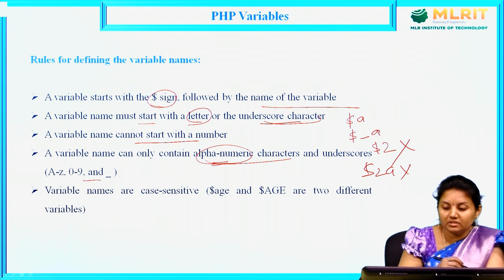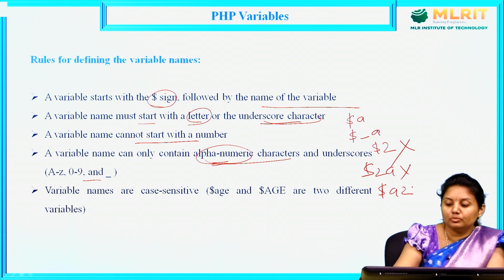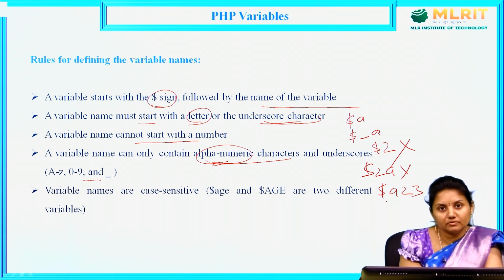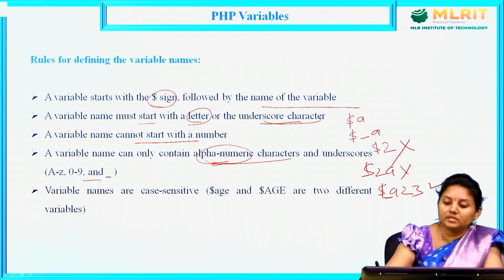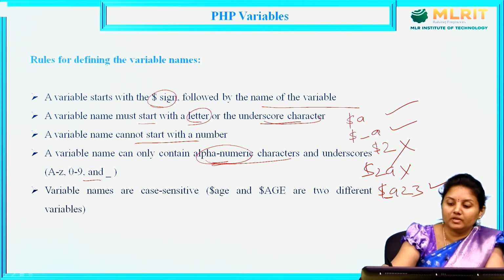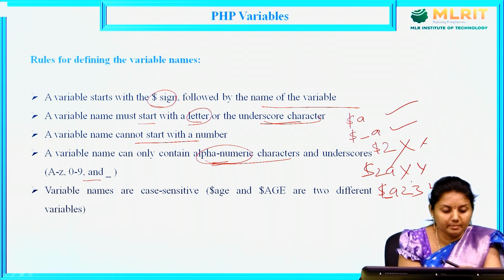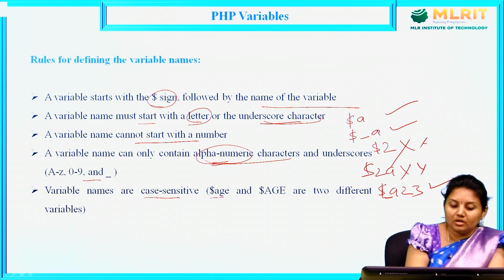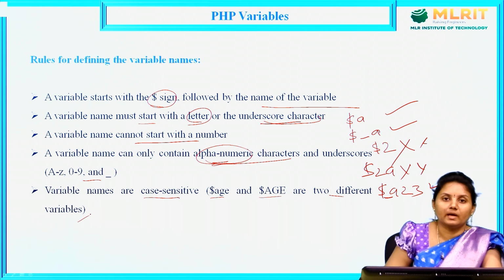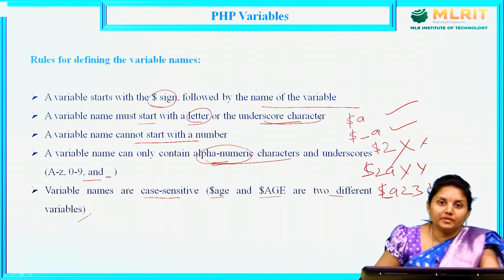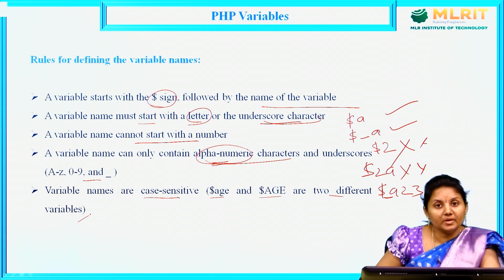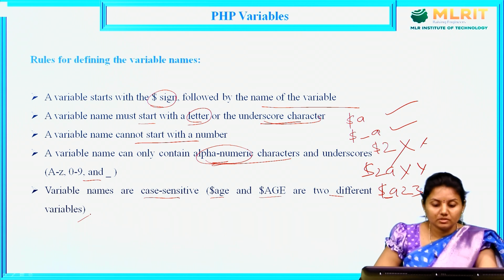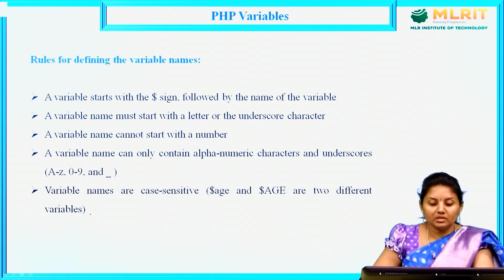Alphanumeric characters means what? $A23. That is okay because it starts with A, followed by alphanumeric characters. $_A23 is also okay. So, such variables can be declared. This can be defined, this can be defined, this can be defined. You can't define these two as they are starting with numbers. Variable names are case sensitive. $age and $AGE are two different variables, as we have seen in the example in the last session where we have given a color in lower case. If you give uppercase, you get an error. So, such things need to be taken care of.